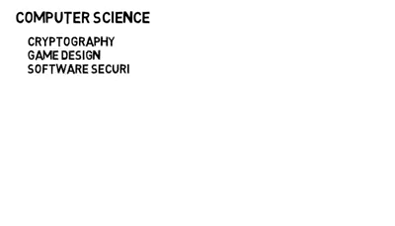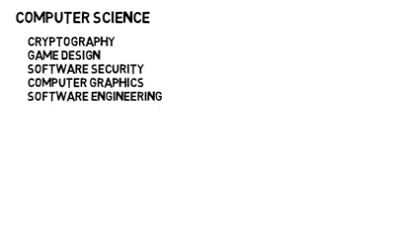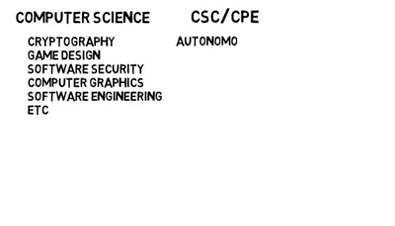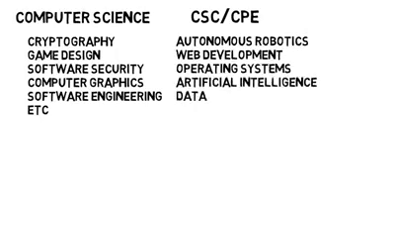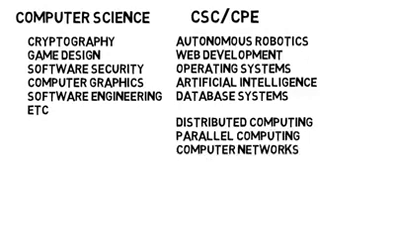The computer science electives typically would be things like cryptography, game design, software security, computer graphics, and some classes on software engineering. But computer engineers could take these too. Then electives that are often cross-listed as either computer science or computer engineering include autonomous robotics, web development, operating systems, artificial intelligence, database systems, and many more that are just not so simple to understand. Now don't worry about the differences in these two columns so much. Lots of them are pretty much interchangeable, but focus more on what I discussed earlier in this video.